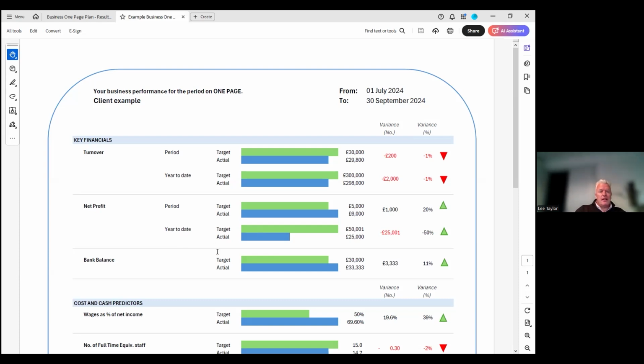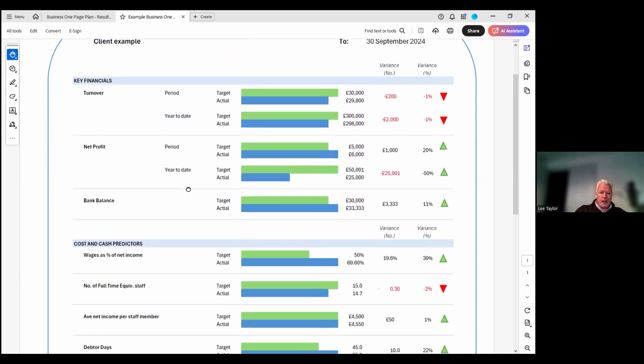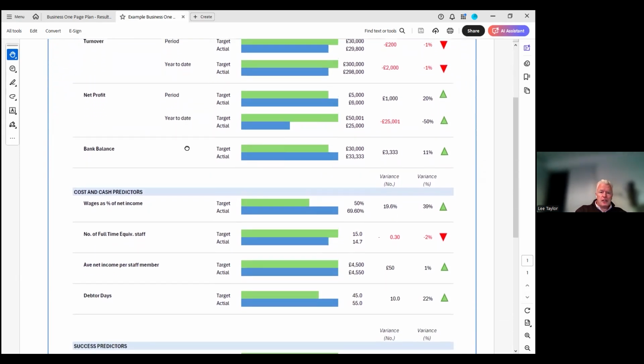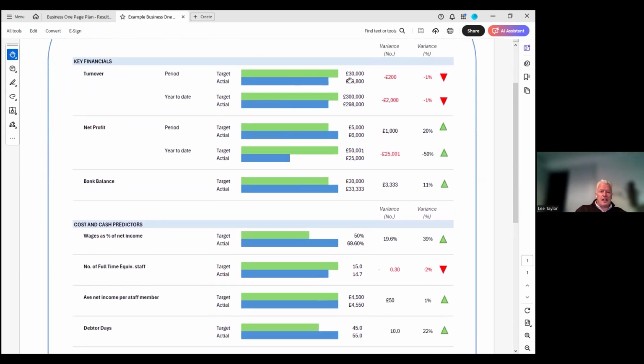But for this client, these were the key measures that we wanted to look at in terms of their key financials. And on there, you can see there's a target and an actual, and we can see very clearly how they're doing. Red's not particularly good, and green is good. Okay, so we can see what's good and what's bad in terms of this client.